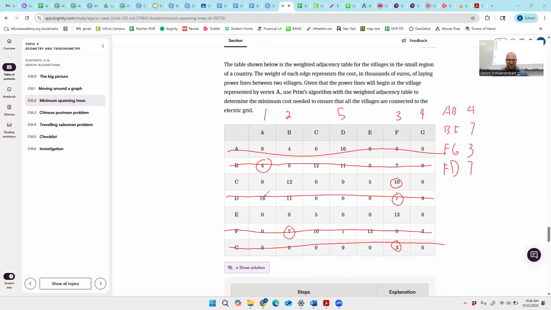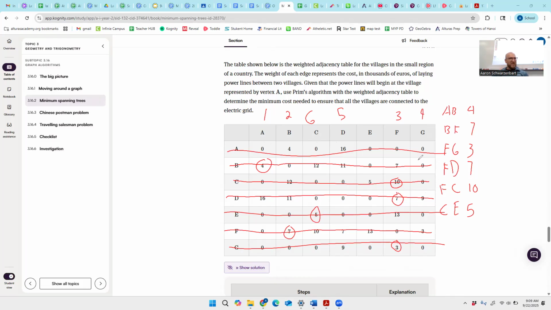So I've got the zeros here. The 5 at C is not in yet. E is not in yet. So it's 10, FC. And C. That makes sense.